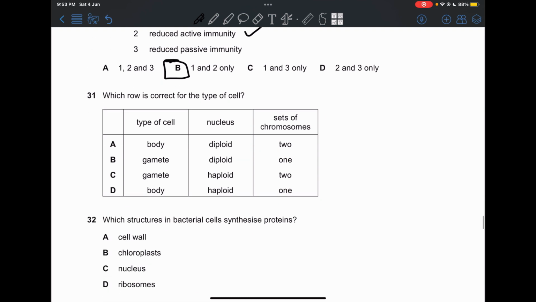Now 31, which row is correct for the type of cell? Now body cell is diploid and sets of chromosome is 2. Well, this is actually correct.